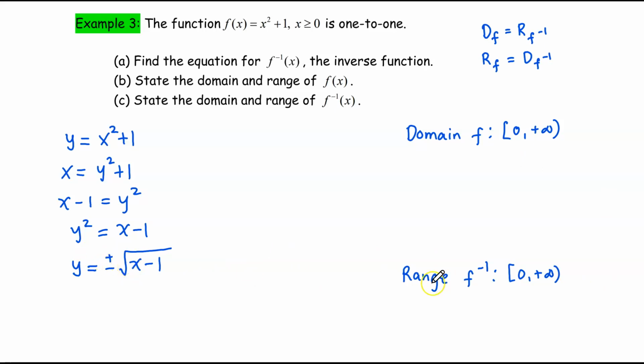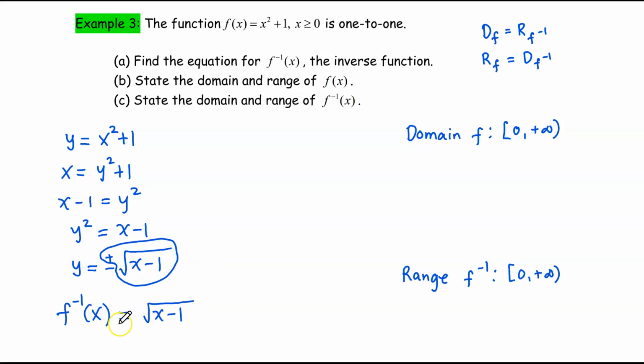And that helps us decide which of the two here is the inverse function. Now the range is positive. So that means we're going to consider the positive square root. So that means we have f inverse of x, because you're going to replace the y here by f inverse of x. And that is just equal to the positive square root. So that is square root of x minus 1.